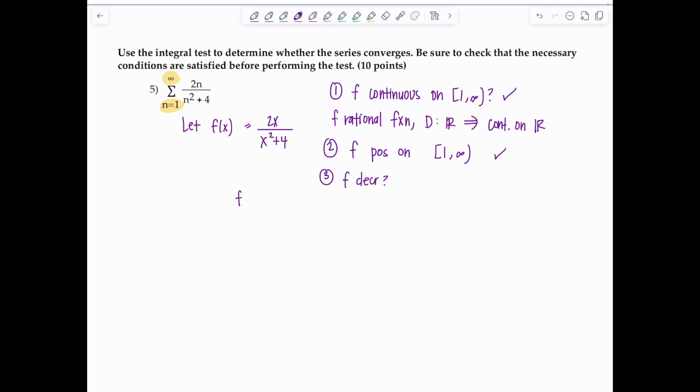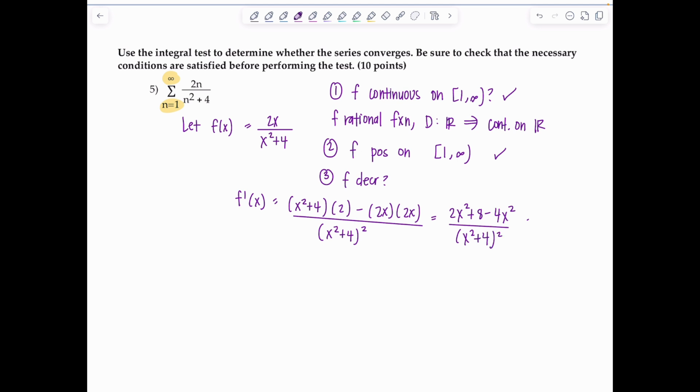So we take the derivative. f prime is going to be, I'm singing the quotient rule, low d high minus high d low over low low. And this is going to give me 2x squared plus 8 minus 4x squared over x squared plus 4 squared. So then we end up with 8 minus 2x squared over x squared plus 4 squared. So we have to be a little careful. This is 2 times 4 minus x squared.